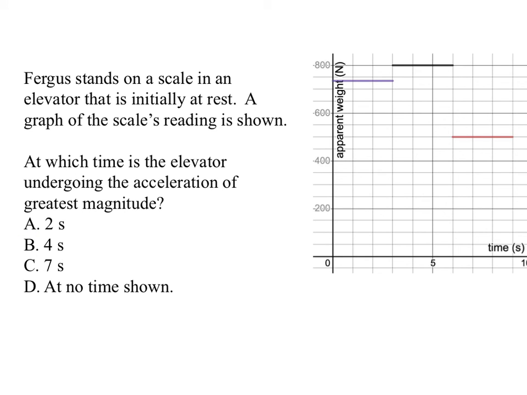Same problem, and we ask, at what time is the elevator undergoing the acceleration of greatest magnitude? Here we can see that during this time, he's accelerating downward, but by a lot more. His difference from his true weight is a lot more, so this acceleration must be much more than that acceleration. And of course, there's 0 acceleration during this time, so it must be at 7 seconds that we're getting the most.